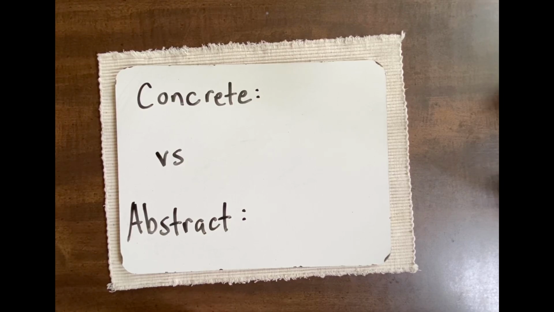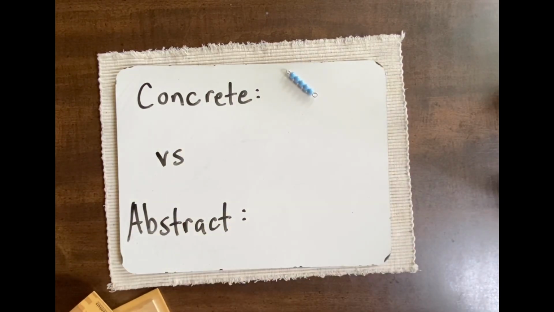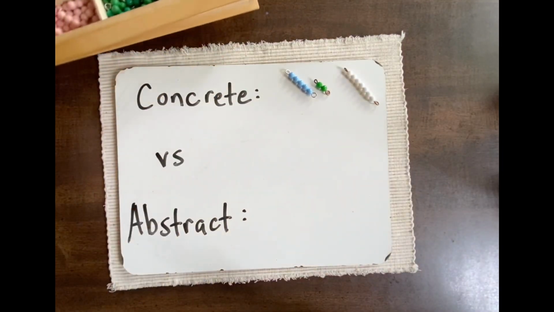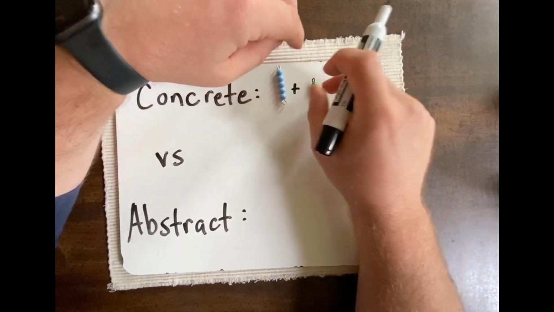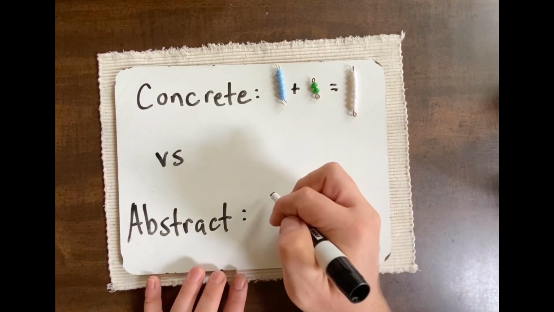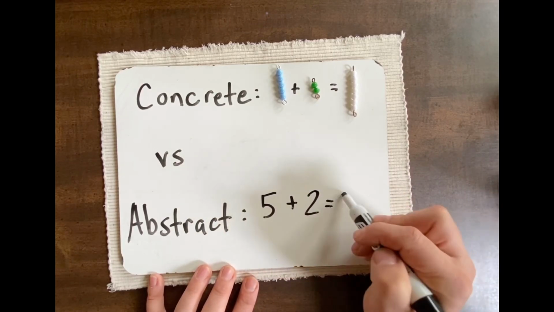What if we were to explore the equation? Let me think. 5 plus 2 equals 7. All right, that's pretty concrete. You could see those are 5 beads, 2 beads, 5 beads plus 2 beads equals 7 beads. It's right there for us to see. Now, abstractly is just writing those numbers down and doing the math largely in your head.